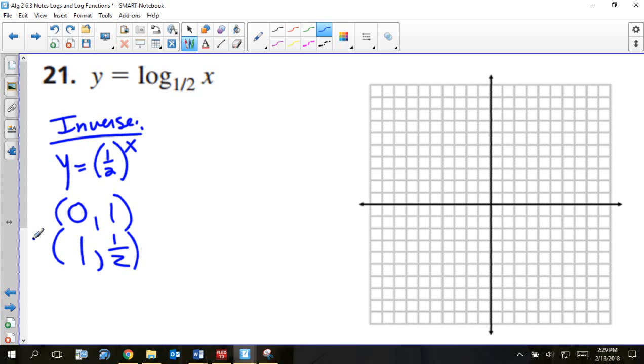Because when I go to graph (0, 1) and then (1, 1/2), those are so close together, I might almost feel like I need another point. These are the key points, but you are more than welcome to add extras. What extra point would make sense for me to add here? (-1, 2). That is not one of the key points. That's just extra. But if I graph (-1, 2) now, I have a better idea what the graph looks like.